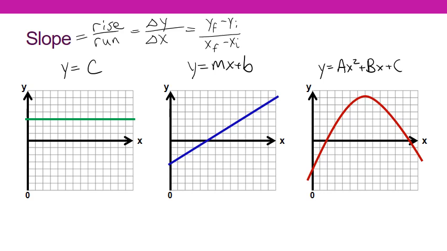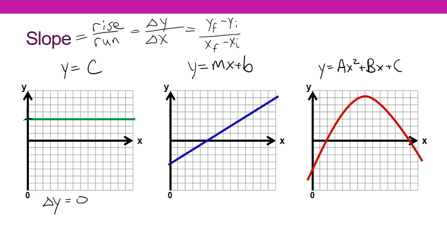So let's look at our three types of graphs that we have in physics. The first one is the constant graph. And as you might guess, it's constant, right? So our change in y is 0. It stays right here all the time.